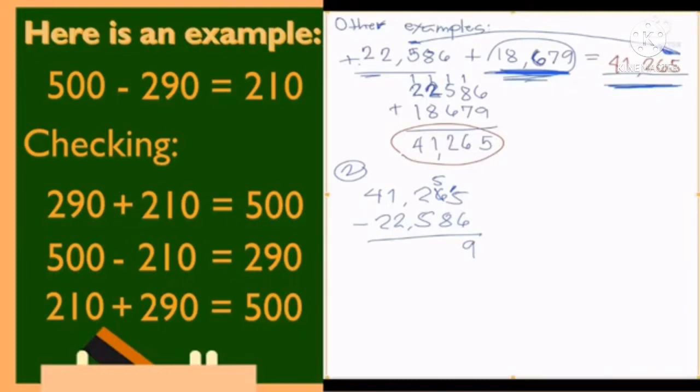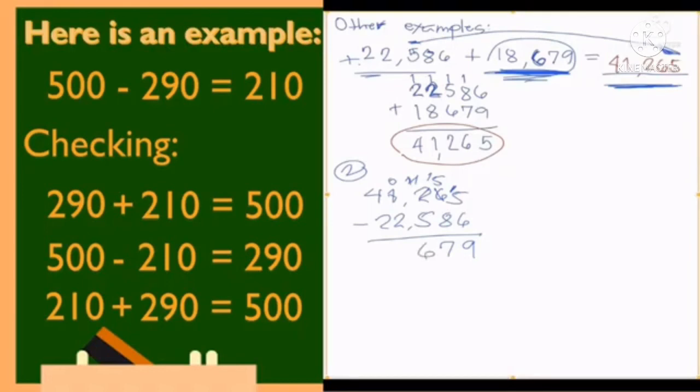5 minus 8. Cannot. So I will borrow from 2. 2 will become 1, and then 5 will become 15. Am I right? Yeah, so 15 minus 8 is 7. Very good. 1 minus 5. Cannot again. So we will borrow to the other number again. So 1 will become 0, and then 1 will become 11. So what is 11 minus 5? 11 minus 5 is 6.